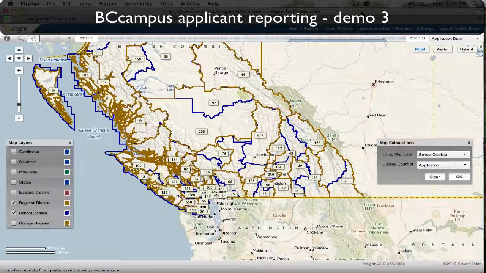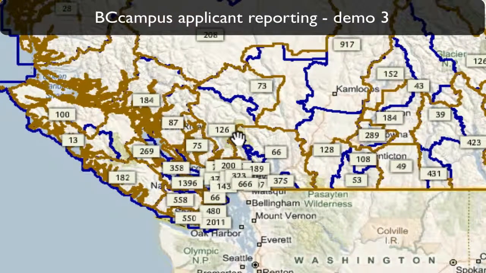In the previous two demos, I showed how the map interface could be used to determine the locations of BC colleges, institutes, and universities, and to determine profiles about them in terms of their applicant origins. And in the second demo, as you can see just on the screen here, you can retrieve the number of applications over different geographic areas.